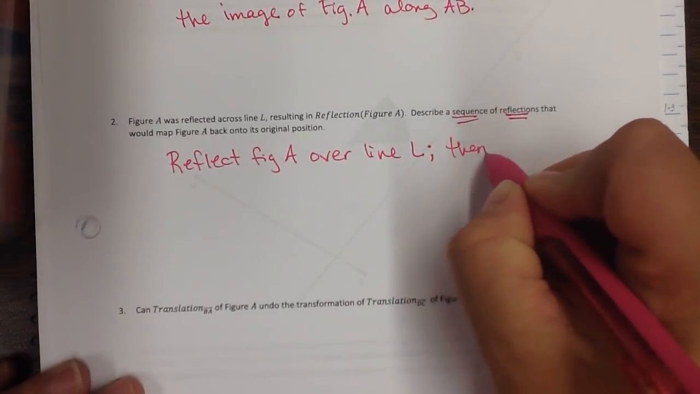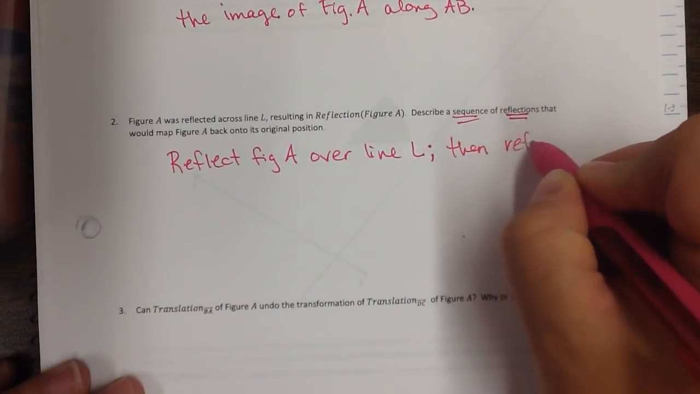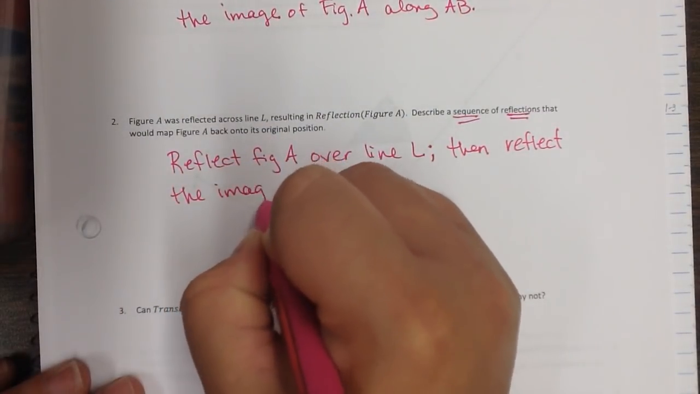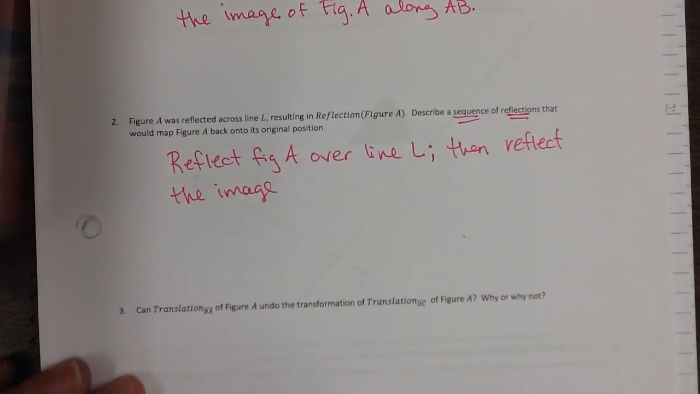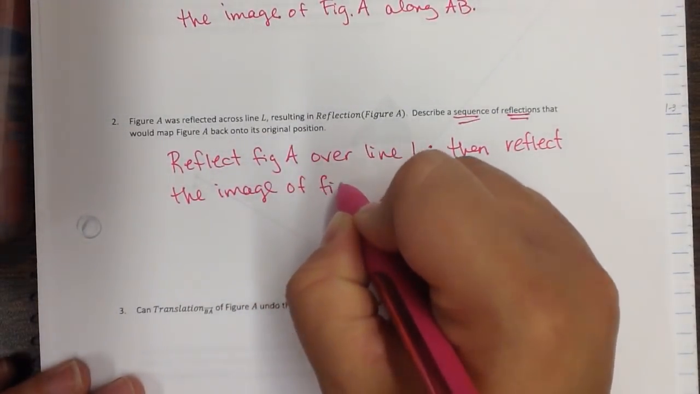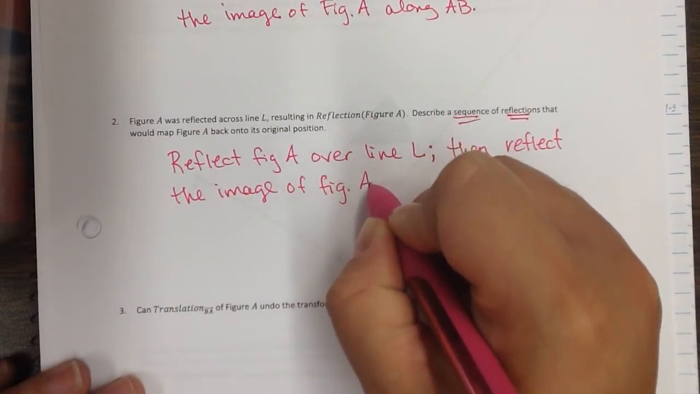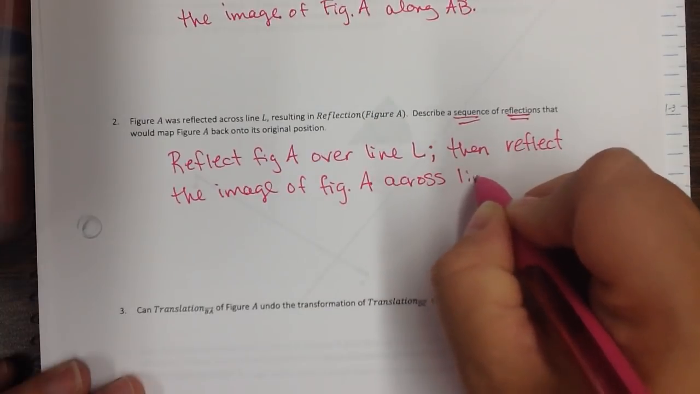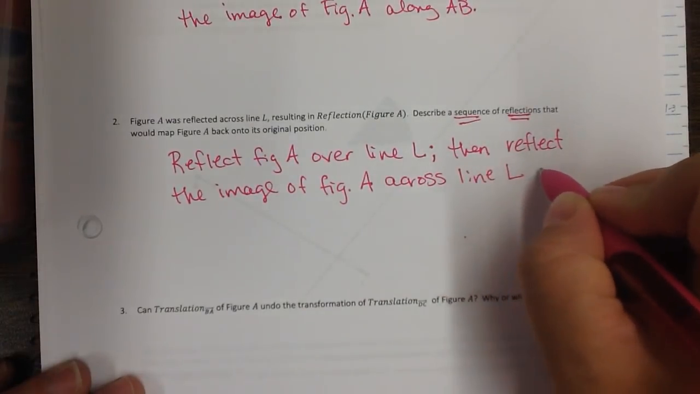Semicolon, then reflect the image. The image is the one you draw, or the second one. The image of figure A across line L again.